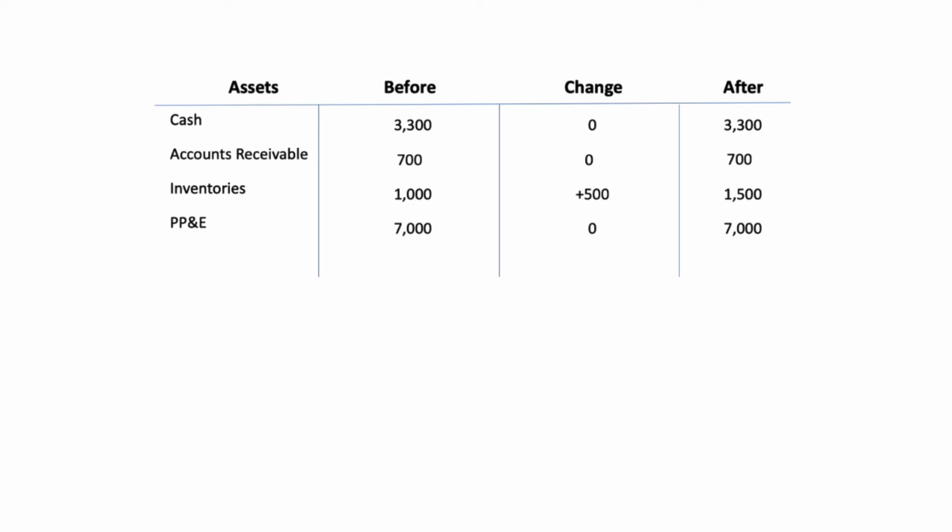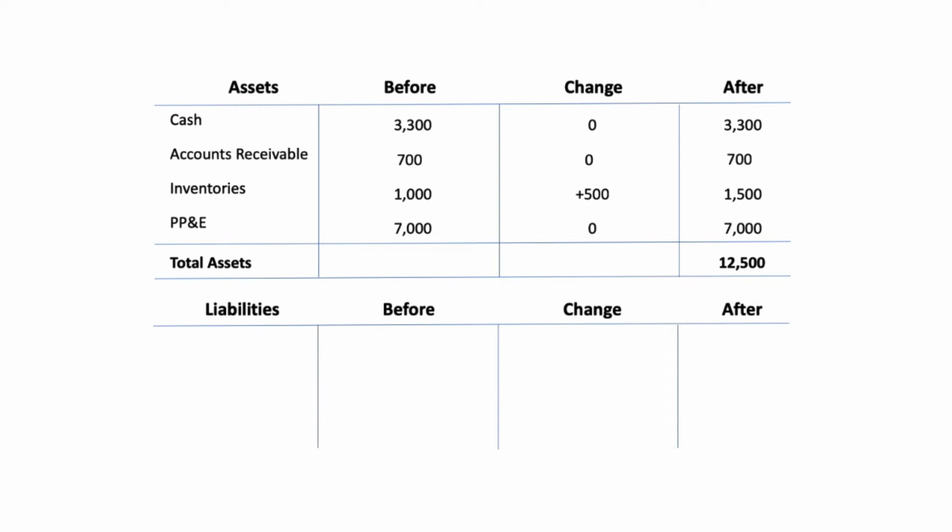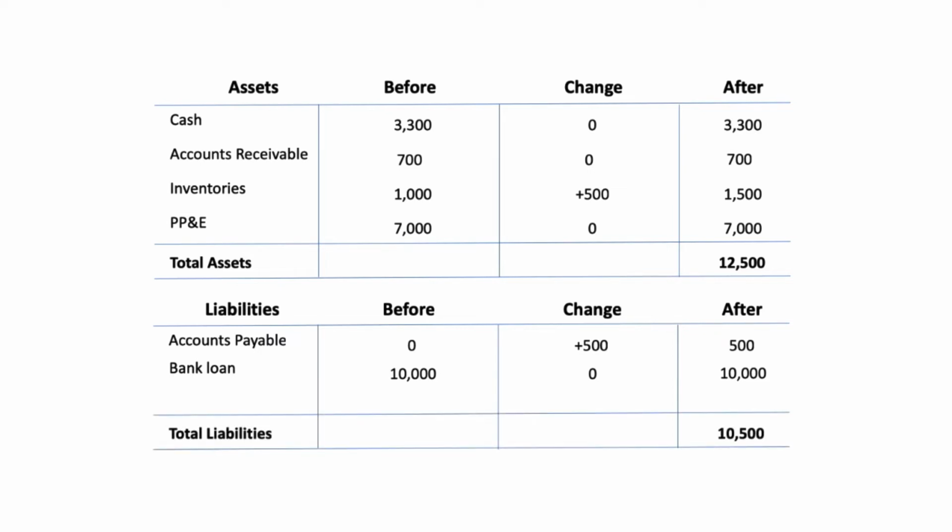On plant, property and equipment, we started with 7,000. There is no change. It stays at 7,000. So our total assets are 12,500. On the liability side, our accounts payable, which was nil earlier, now we owe 500 rupees to the grocery store. So at the end, we are left with 500 rupees outstanding. And on the bank side, our 10,000 rupees stays. There is no change. We still owe 10,000 rupees to the bank.